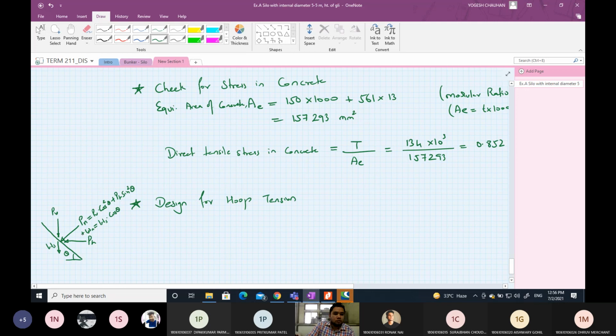So we add these two to find the total normal load on the sloping slab, and then we design for the hoop tension, and we find the hoop steel required for resisting this hoop tension. So we'll stop here. In the next class, we'll carry out this design of hoop tension. And if you have any doubt up till now, we can discuss now. Any doubt in this?